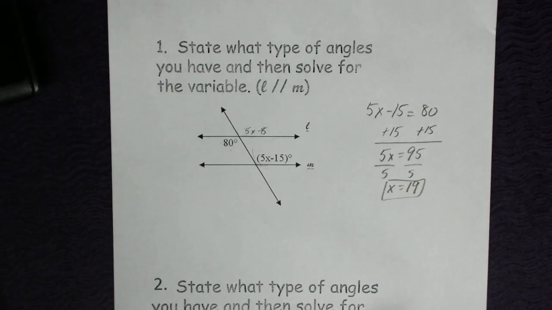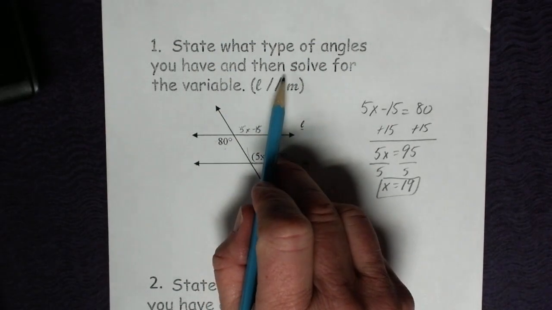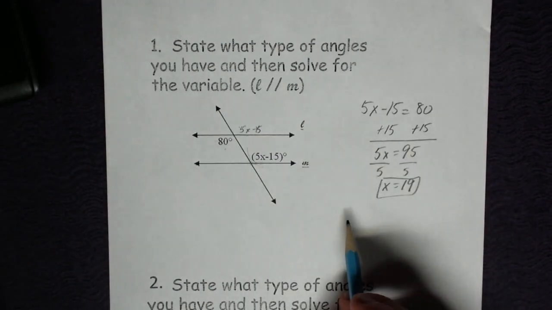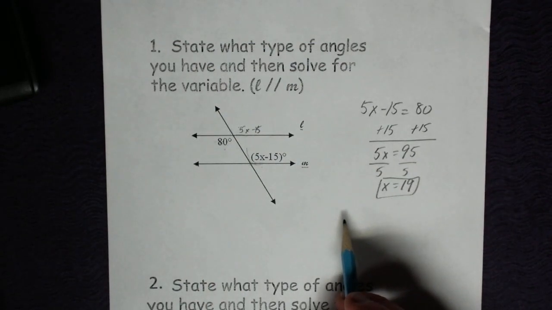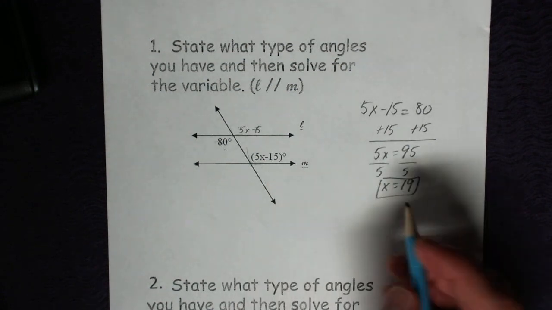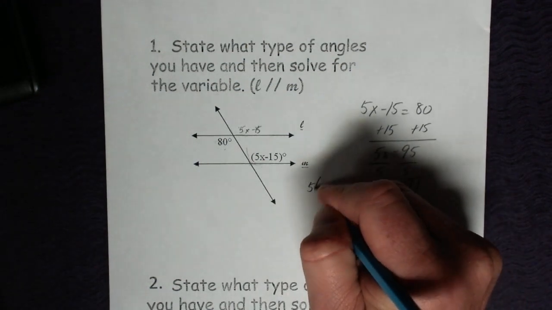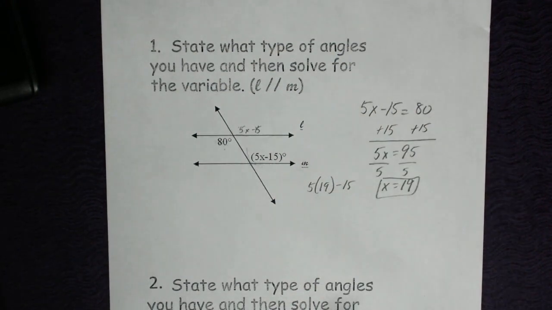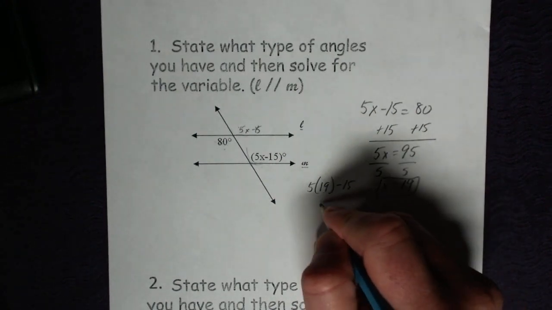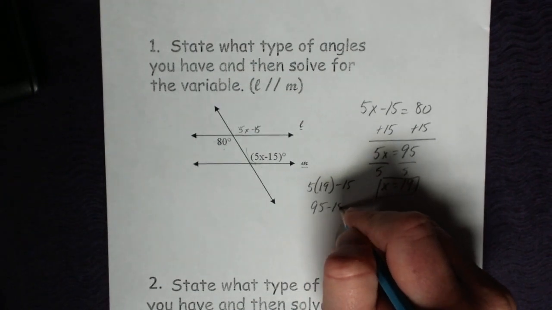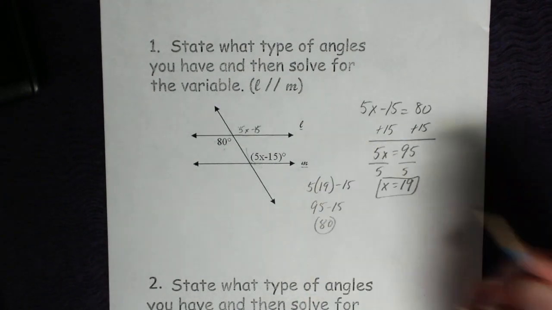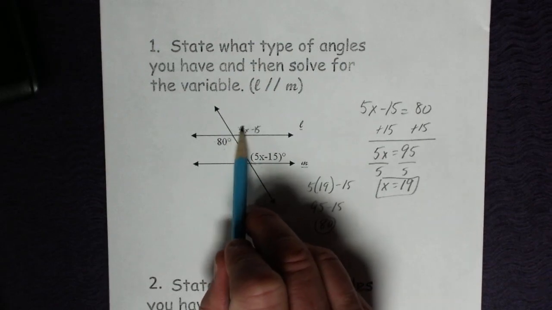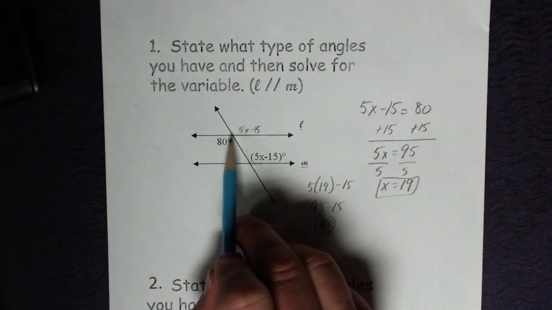Again, they might be asking for x, which they are here, but also you can check yourself by plugging 19 in for x. So let's do that and see what happens. That's going to be 95 minus 15, which is 80. So that 80 works out right there with the vertical angles. So those angles are equal to each other.